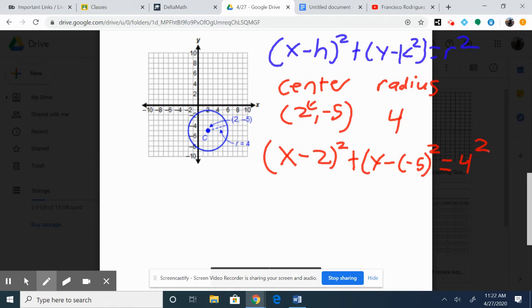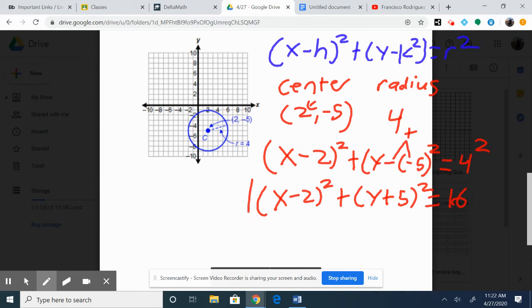Now we're going to go ahead and simplify it. If you remember, I was saying that when we're talking about a negative, it's actually going to be the opposite. So this first part stays the same. We have (x minus 2) squared. But then right here, since we have minus -5, that's actually going to turn into a positive. So (y plus 5) squared will be equal to 4 squared, which is 16. So that is the reason why a positive actually tells us that we have a negative number, because inside, a negative and a negative is going to turn into a positive.